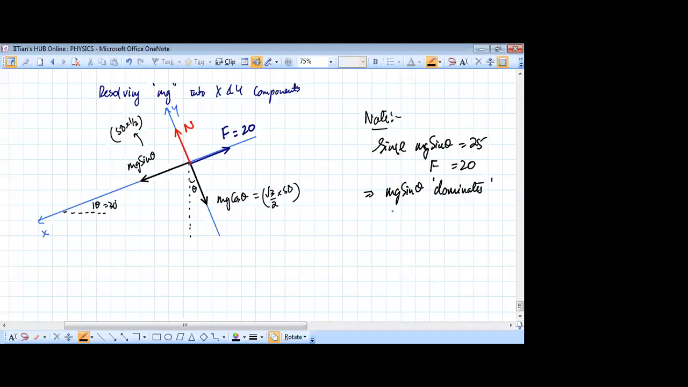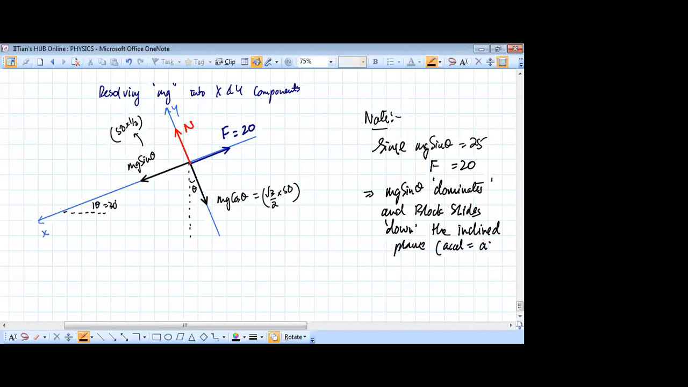And therefore, the block slides down the inclined plane. Same problem, if I had kept the force as 30 newtons instead of 20 newtons, the other way would have happened. F would have dominated over mg sin theta. But in this case, mg sin theta dominates and it slides down the inclined plane.